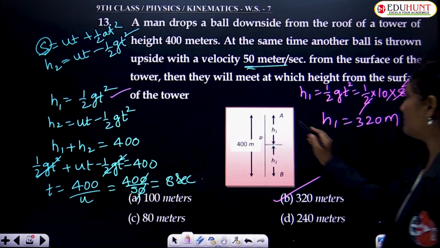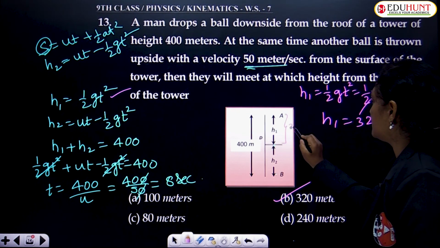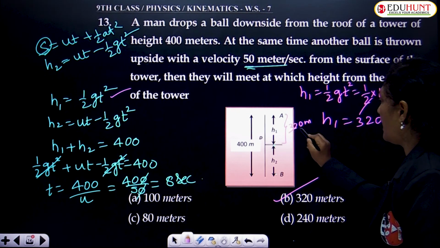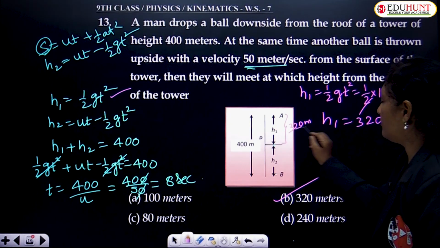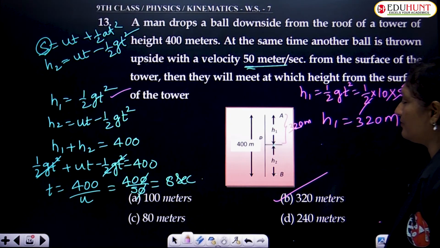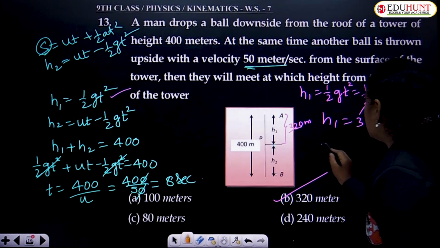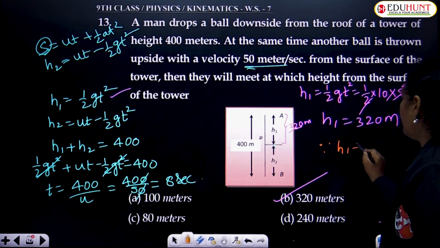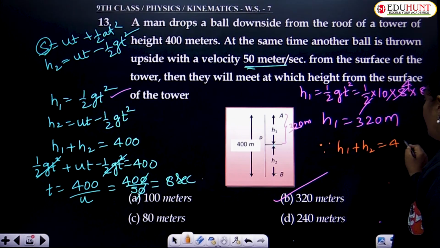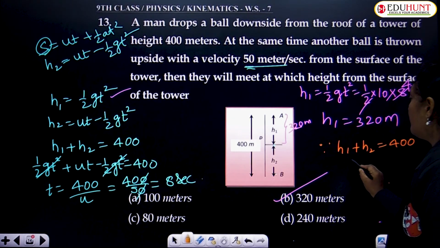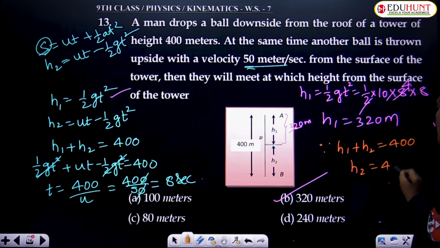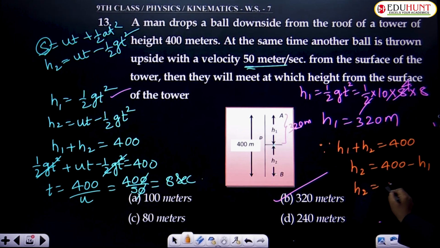So what we have observed was the value of H1 was 320 meters, and the total height was found to be 400 meters. So what would be the value of H2? Since H1 plus H2 is nothing but 400 meters, if you want only H2, H2 is equal to 400 minus H1.